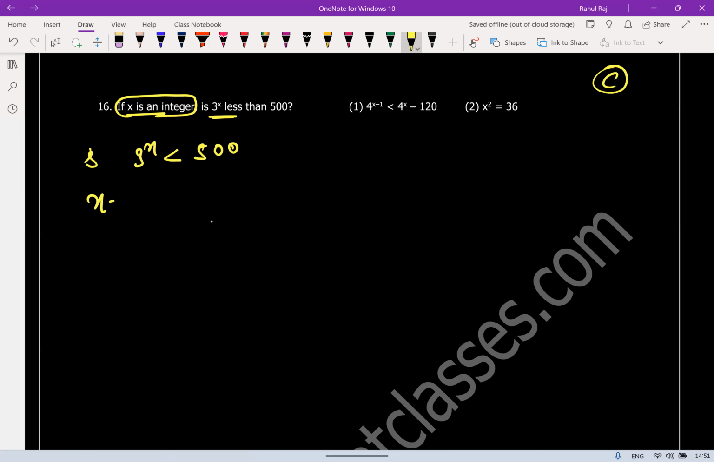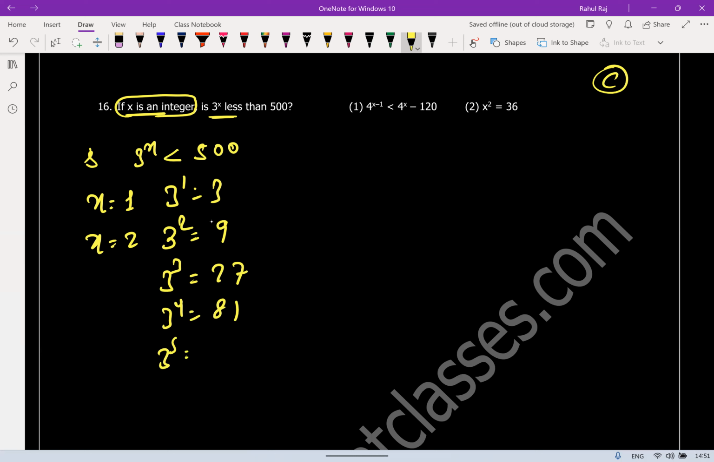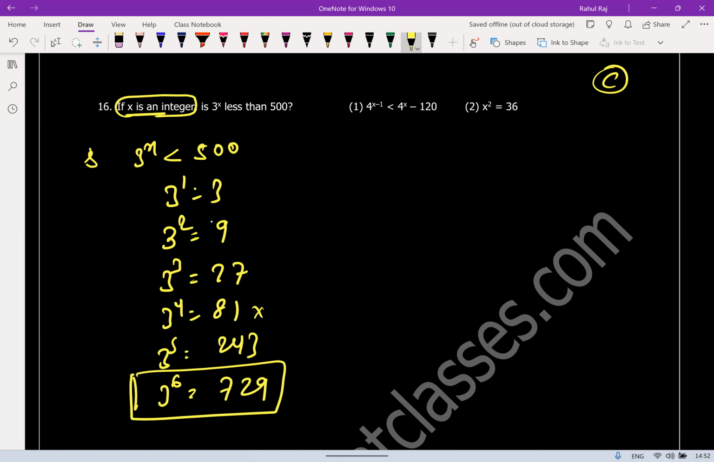Simple. Imagine if X is equal to 1. 3 to the power 1 is 3. If X is equal to 2, 3 to the power 2 is 9. If X is equal to 3, 3 to the power 3 is 27. 3 to the power 4, 81. 3 to the power 5, multiply by 3, you will get 243. 3 to the power 6, 729. My question is: is 3 to the power X less than 500? For 3 to the power X to be less than 500, I can say X should be less than, 100%, X should be less than 6 for sure. If X is less than 6 only, then 3 to the power X has to be less than 500, no? Else it won't be. Right?